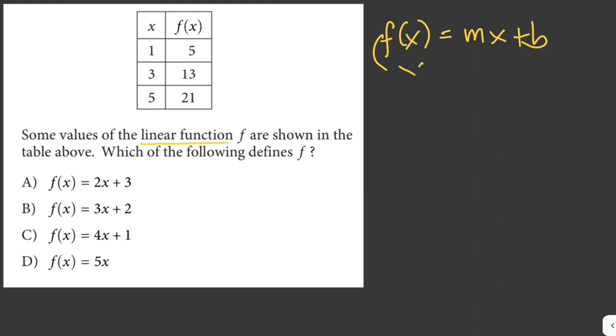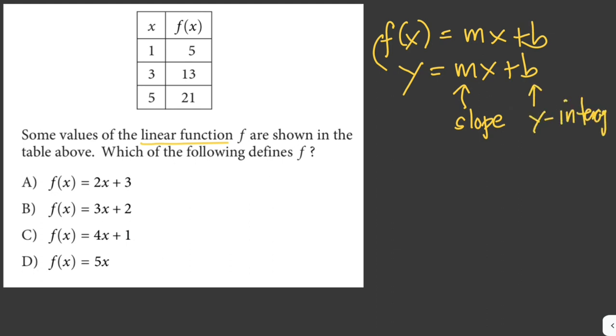So this follows y equals mx plus b. So we need to solve for our slope and our y-intercept. Okay, so we just have to use the values in the table. So we can choose 2 points here. Let's say 1, 5 and 3, 13.